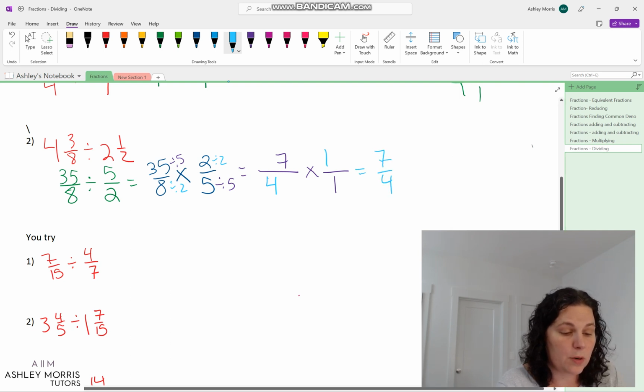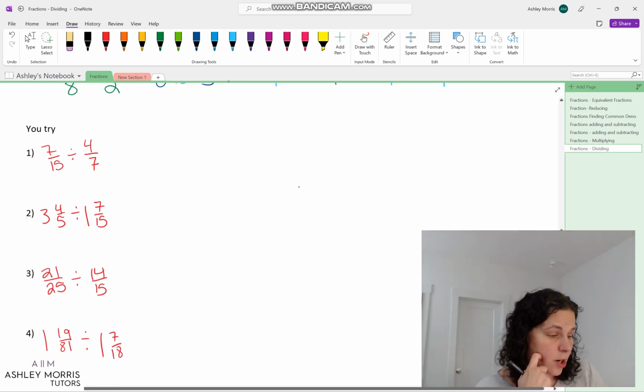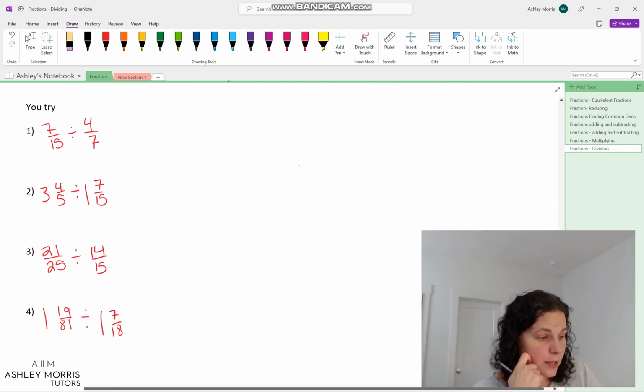7 times 1 is 7. 4 times 1 is 4. And then divide that out. 4 goes into 7 one time, and there are 3 left over. So here are yours to try. So pause, do these, and then come back when you're ready.